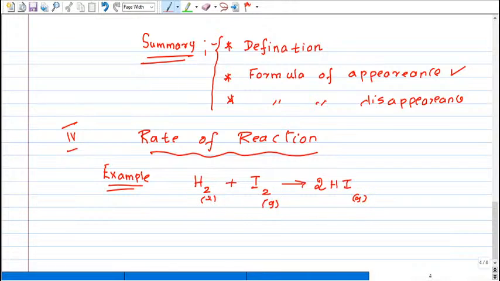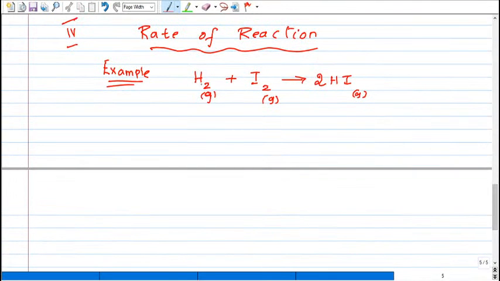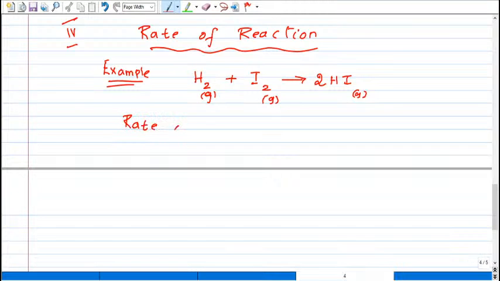You can also take this one as gas, nothing problem. Everything as in gas. H2 plus I2 gives HI. Now, in the examination, they will ask you to find the rate of a reaction. Rate of reaction for this. So, this is a 1 mark question.